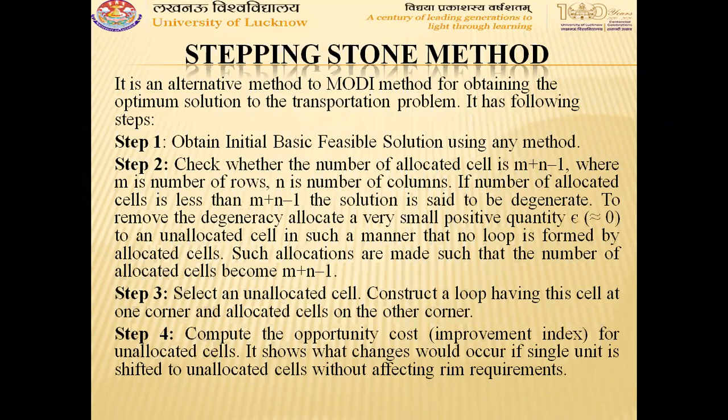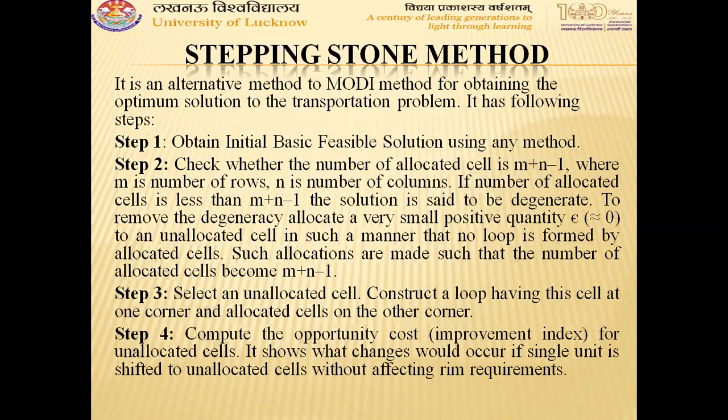Either we consider stepping stone method or modified distribution method, the first step is obtain the initial basic feasible solution by using any method. We can use northwest corner method, we can use least cost method, or we can use Vogel's approximation method, or any other method which are defined for obtaining the initial basic feasible solution. The second step of both the methods, that is Modi method and stepping stone methods, are same. That is, check the feasibility of the solution.